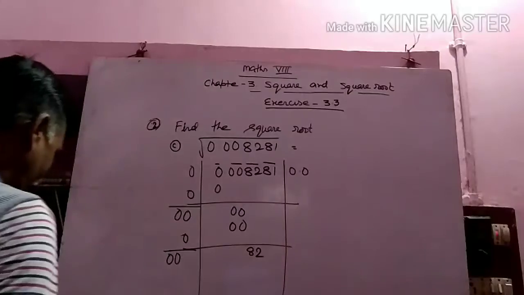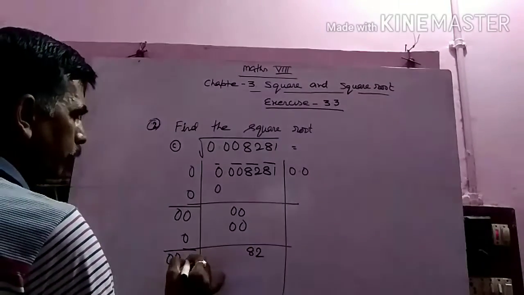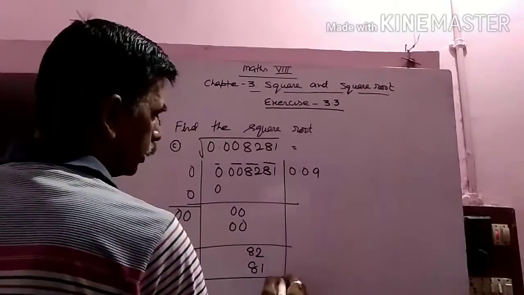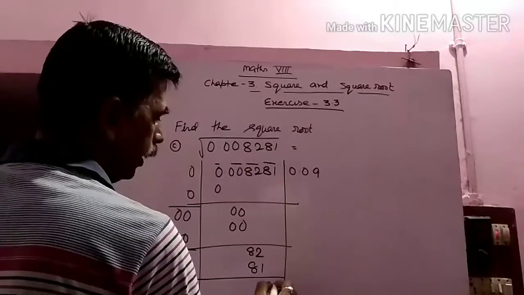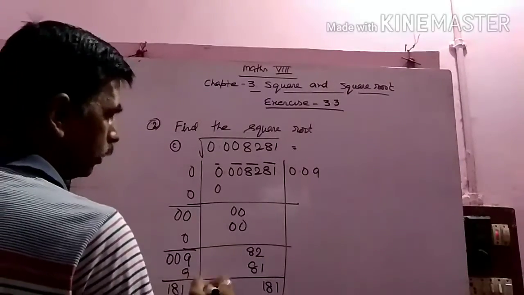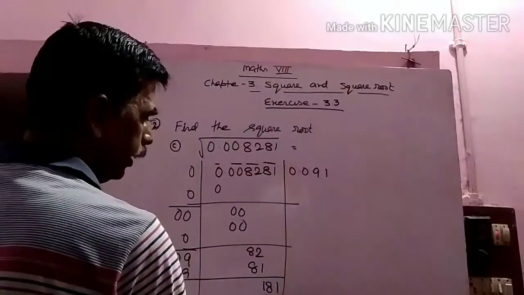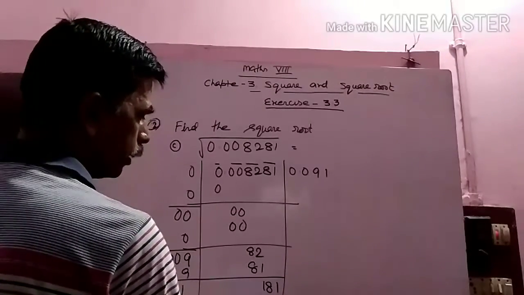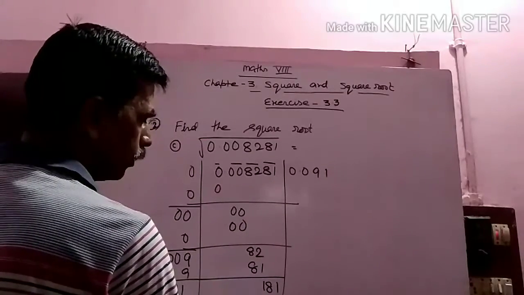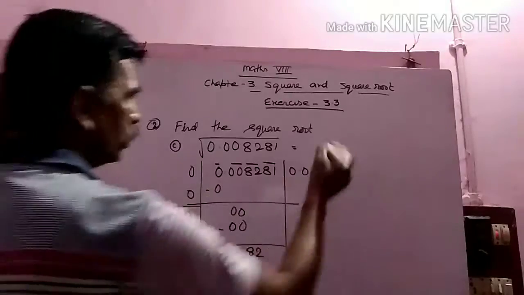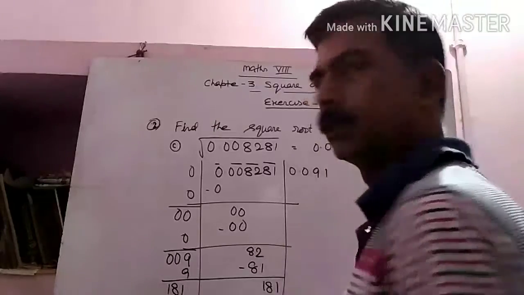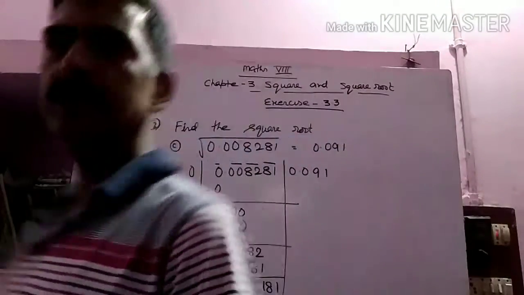Then we have to find the number which is nearest to this one, which is 9 9s are 81. Then it will be 181. This 9 plus 9 is 18, 1 1s, so it becomes 181. After subtracting that, you will get 0 as the result. So the square root of this number is 0.091.